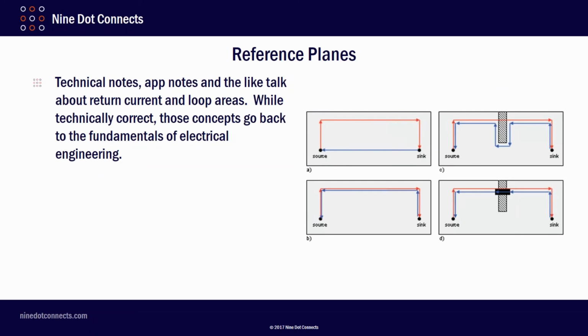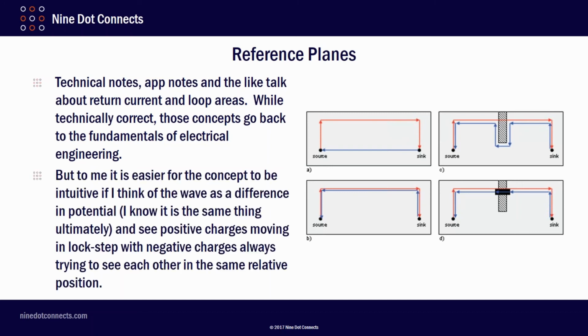Technical notes, app notes, technical books, they like to talk about return current and loop areas. While technically correct, those concepts go back to the fundamentals of electrical engineering. But to me, it is easier for the concept to be intuitive if you think of the wave as a difference in potential. I know technically it's ultimately the same thing, but if you see the charges moving in lockstep, that is, the positive and negative are moving in the same direction at the same speed, and they're trying to see each other in the same relative position, then it's easier to understand when you're routing something incorrectly.